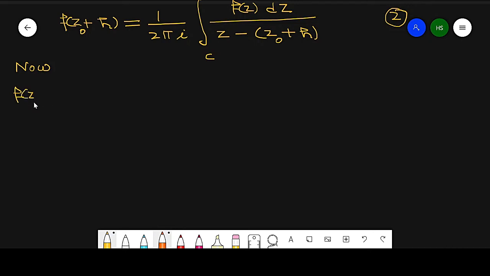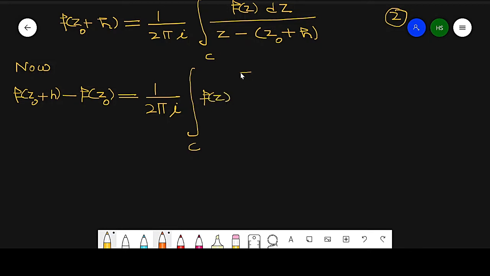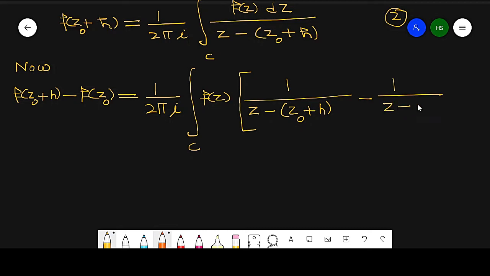f of z naught plus h minus f of z naught, which is equal to 1 by 2 pi iota, integration c, f z bracket 1 over z minus z naught plus h minus 1 over z minus z naught bracket, into dz. Now simplify. What is this? This is z minus z naught minus h.